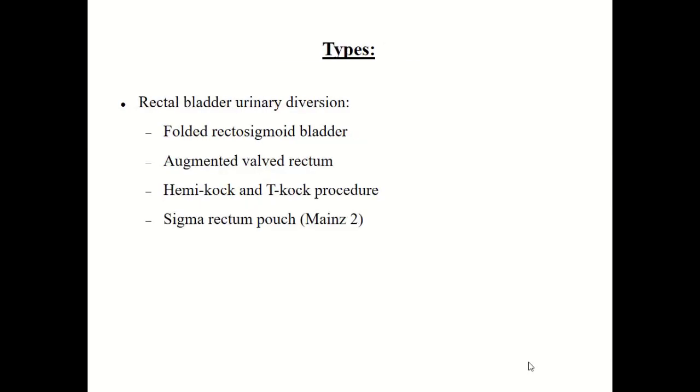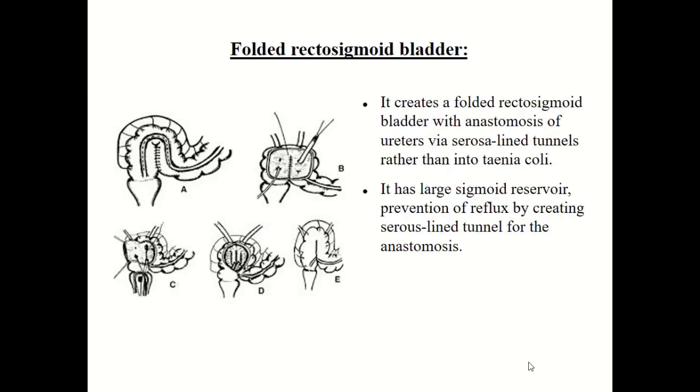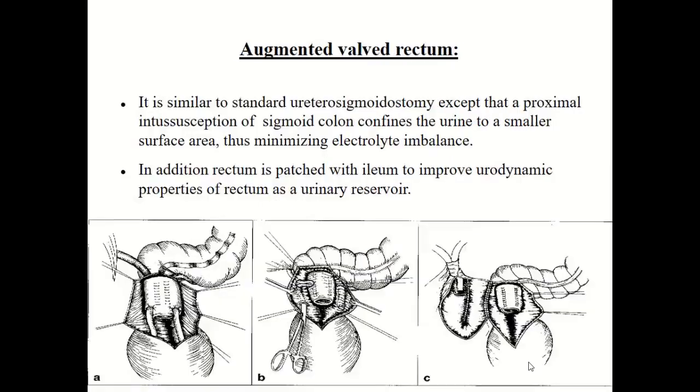Types: rectal bladder urinary diversion has different types: folded rectosigmoid bladder, augmented wall rectum, hemi-Kock and T-pouch procedure, and sigma rectum pouch. Folded rectosigmoid bladder creates a folded rectosigmoid with the anastomosis of the ureter via the serosal-lined tunnels rather than into the tinea coli to prevent the reflux. It has a large sigmoid reservoir, prevention of the reflux by creating the serosal-lined tunnel for the anastomosis. And the patient will expel urine through the anal opening.